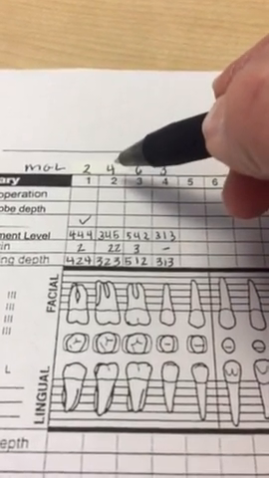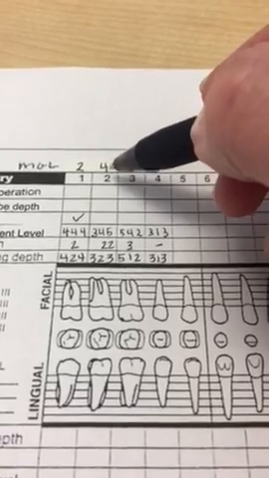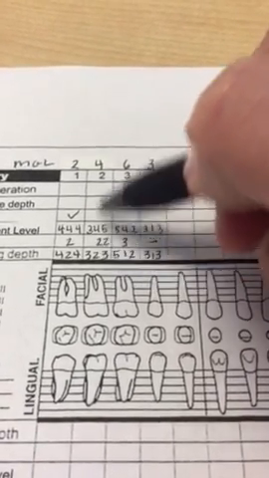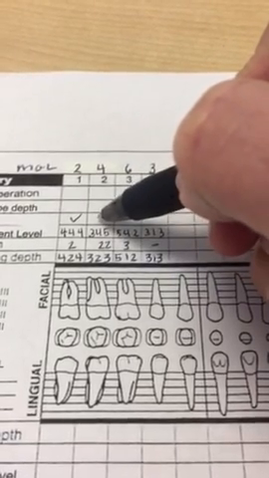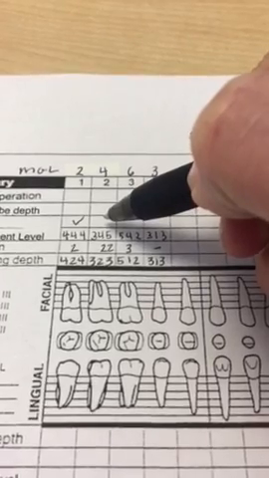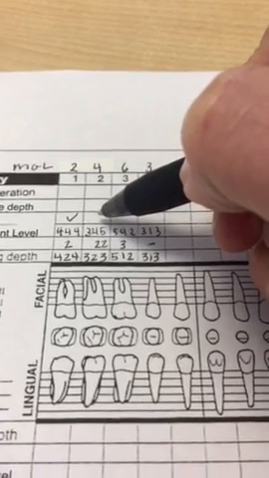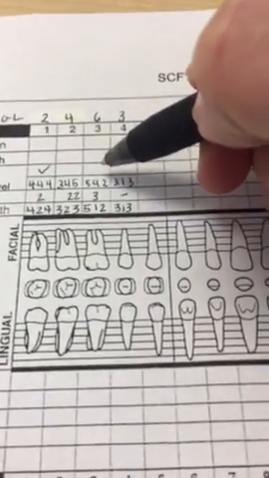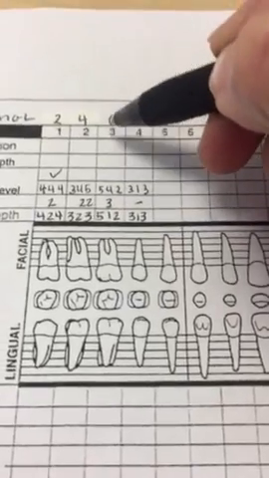To determine the attached tissue for tooth number 2, we take our mucogingival line and subtract the pocket depth, 4 minus 2 is 2. So there is attached tissue there. 0 millimeters or 1 millimeter is indicative of no attached tissue. All right, or mucogingival involvement.